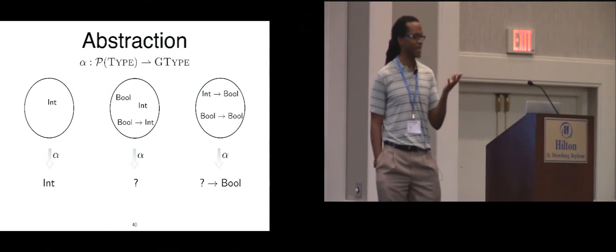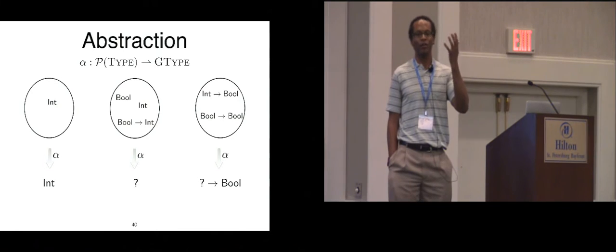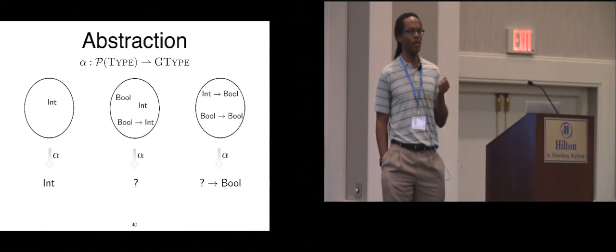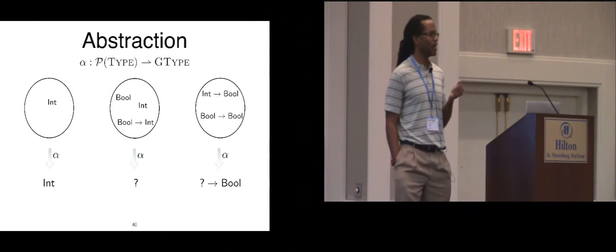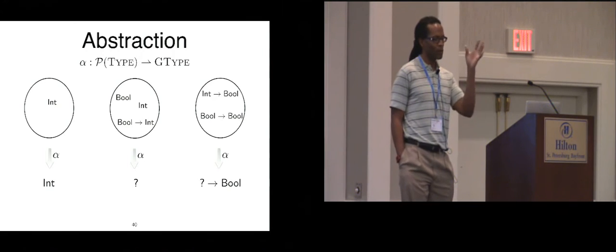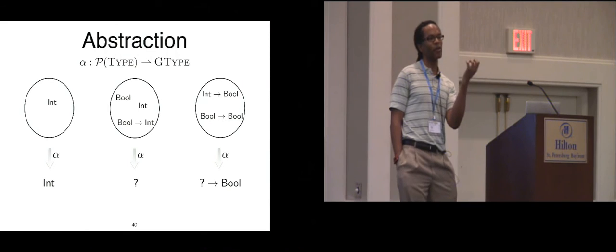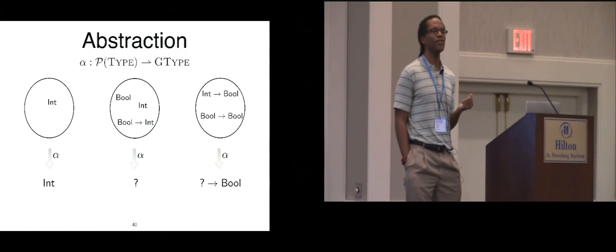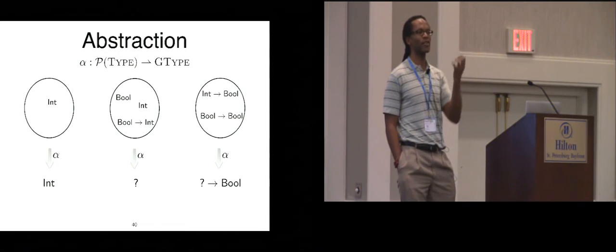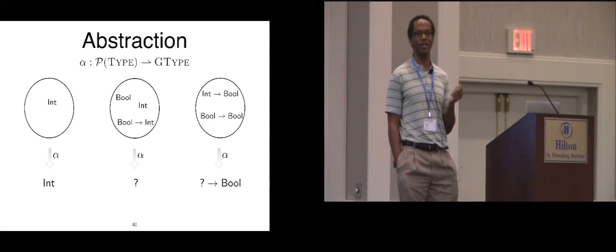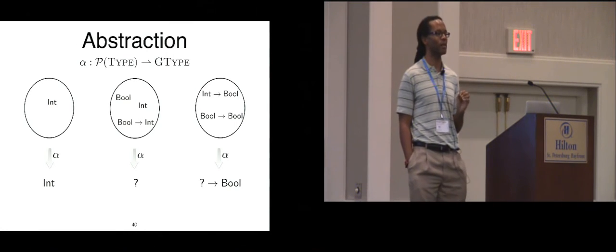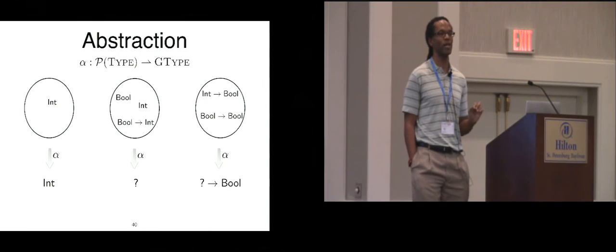So the rough idea is that gradual types have a notion of precision, where some are more precise than others, and that tells you what we ultimately want: to be able to take our set of types and produce the most precise gradual type information that we can. And it turns out that a notion of abstraction can have a best answer, which is completely defined by your choice of semantics for your gradual types.